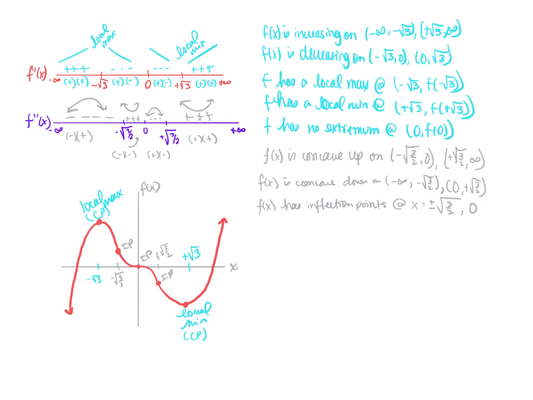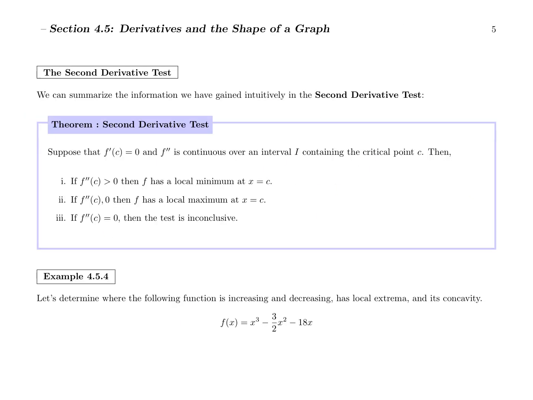If you'll notice, there's actually something really interesting here. When our function is concave up, it's only possible here to have a local min. And when our function is concave down, we could only have a local max. This is not an accident. This is actually something we're going to call the second derivative test, which we're going to look at on the next page.